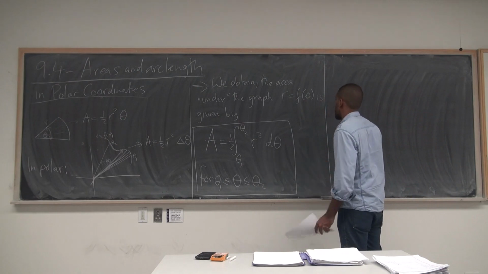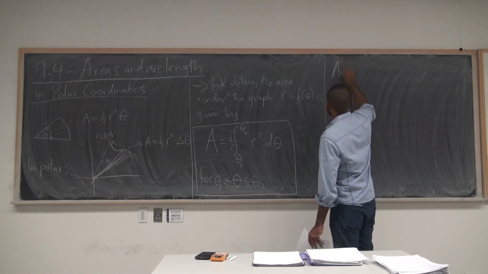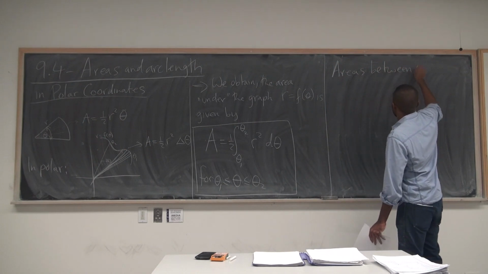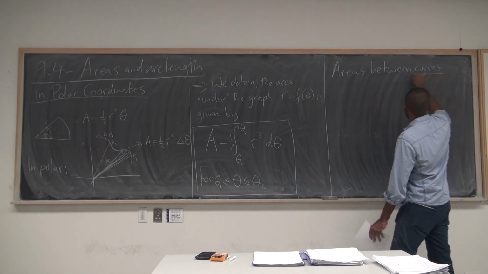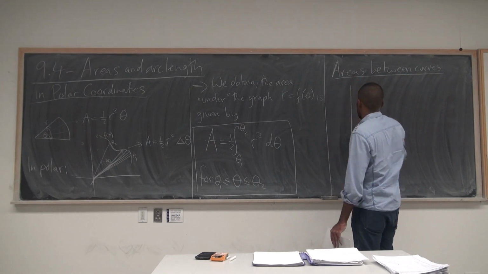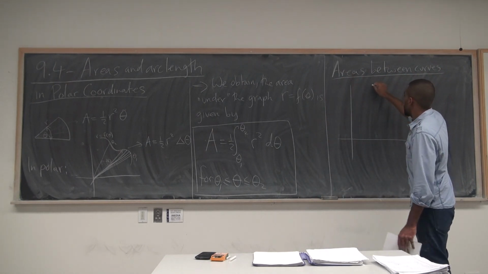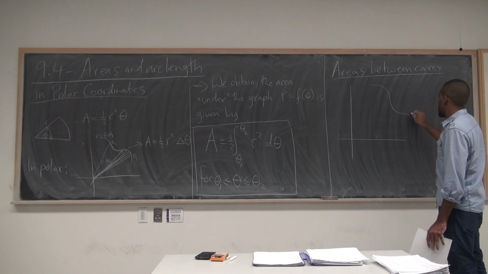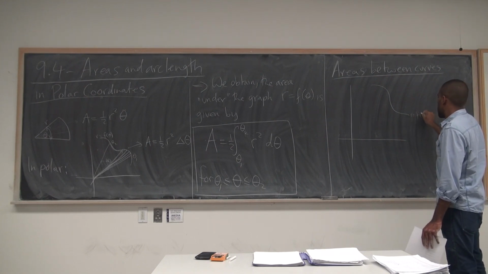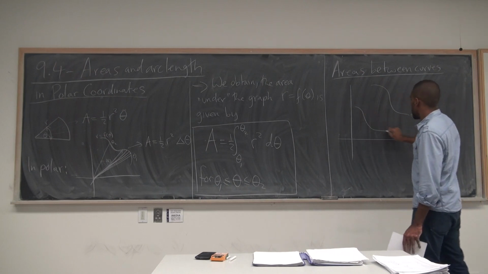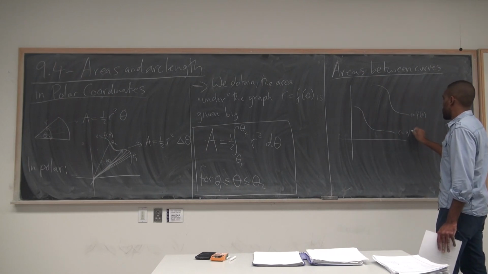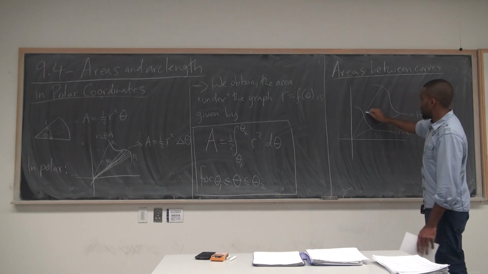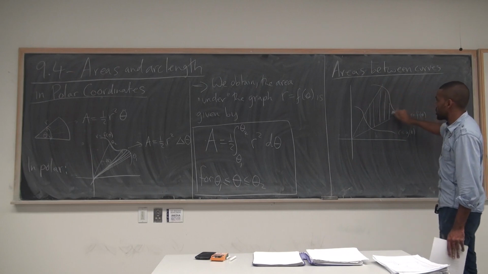Area between curves are similar. Let's also mention that. So let's say I have one curve here, this is r equals f of theta, and another curve here, which is my r equals g of theta. And I'm measuring between these two thetas, and I want to find the area between these guys.